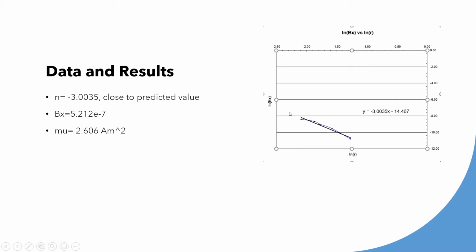So the data and results show a correlation as expected, where as distance increases, the magnetic field decreases. This correlation is shown by a linear slope of -3 between the two logarithmic factors, which shows an inverse relationship of 1 over distance cubed. So our n is equal to about -3. From there, I was able to plug the values given here into the on-axis dipole equation to get a magnetic moment of about 2.61 amperes per meter squared.